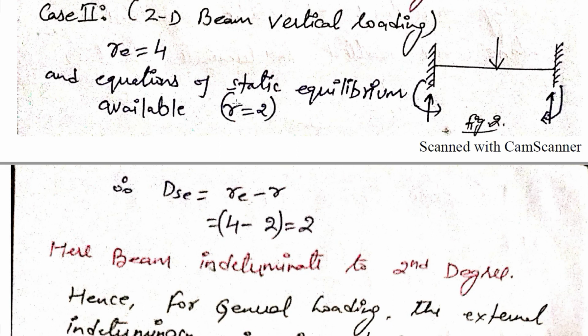So Re is 4, R is 2, so DSE is equal to Re minus R. Then we have 4 minus 2, that is 2. So here the beam is indeterminate to second degree. This is your fixed beam again, and it is indeterminate to second degree for vertical loading.